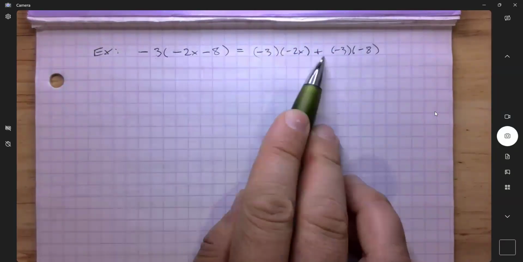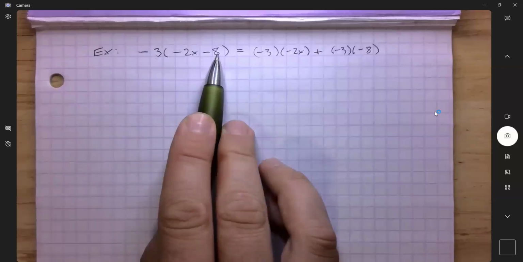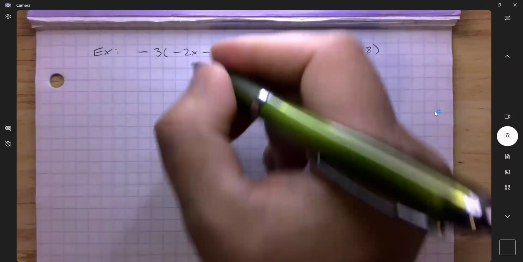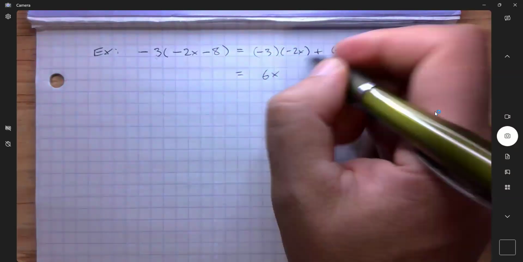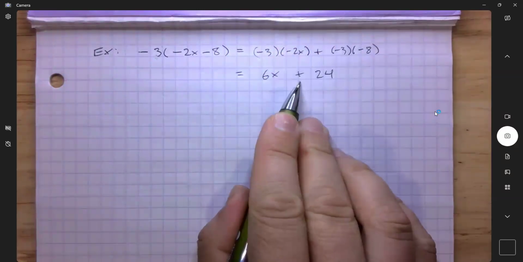This is probably the most challenging. I wouldn't call it a mistake like the other one. It's the challenging part. When you have a minus 3 times a minus 8, negative times a negative is going to make it a positive. So minus 3 times minus 2 is positive 6, and minus 3 times minus 8 is positive 24. So that positive sign makes sense.